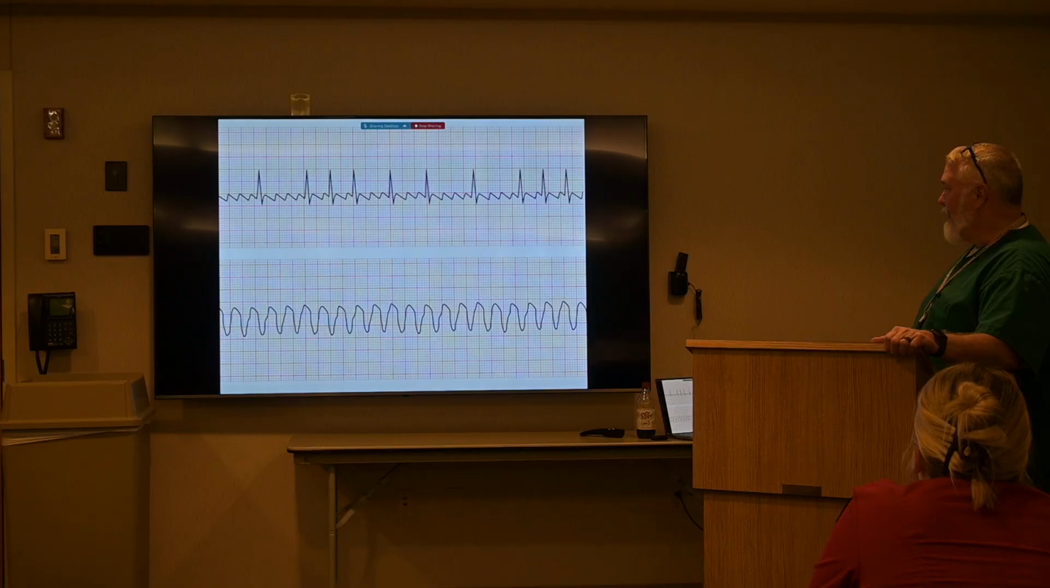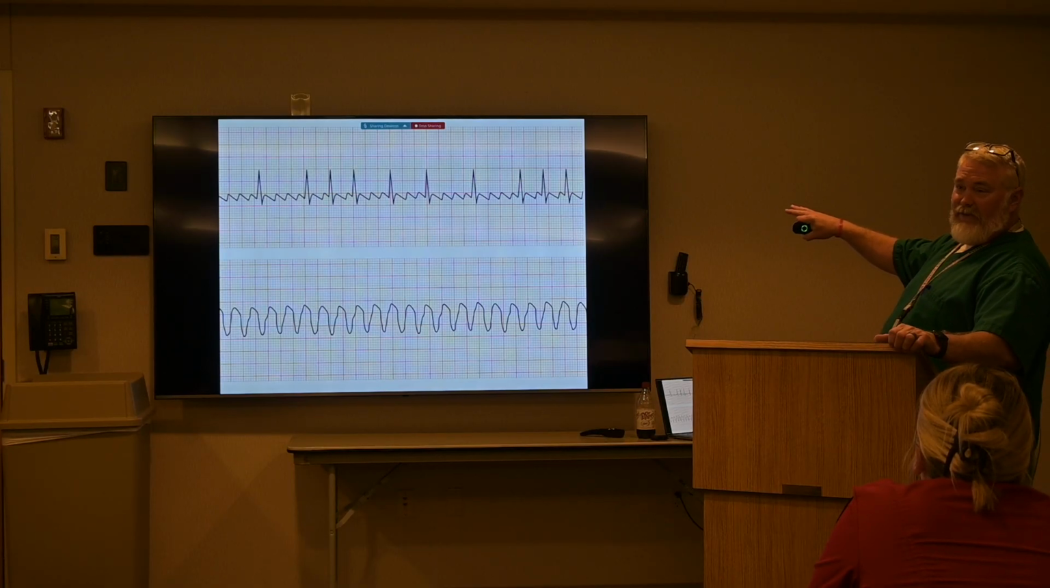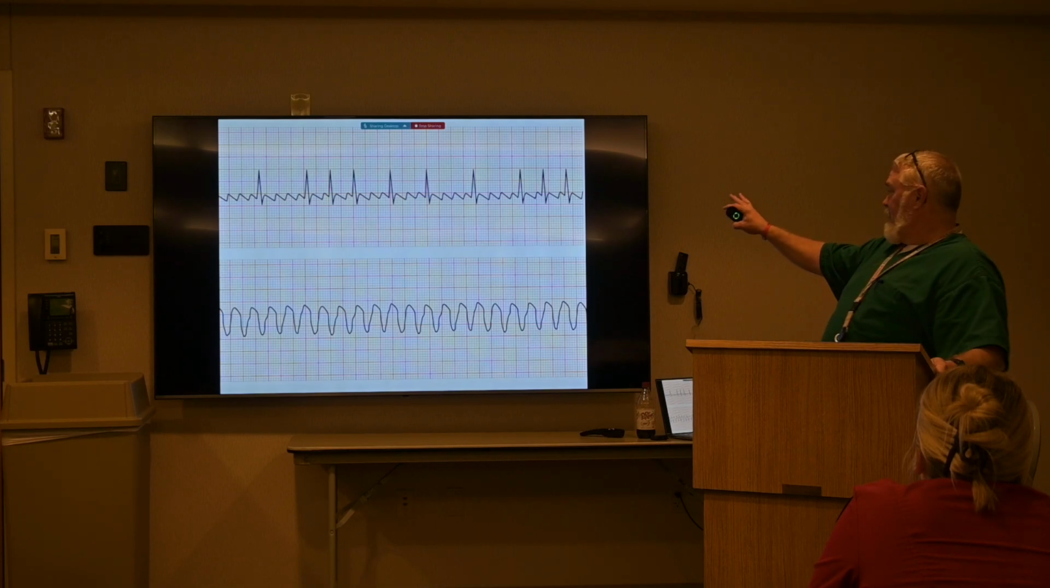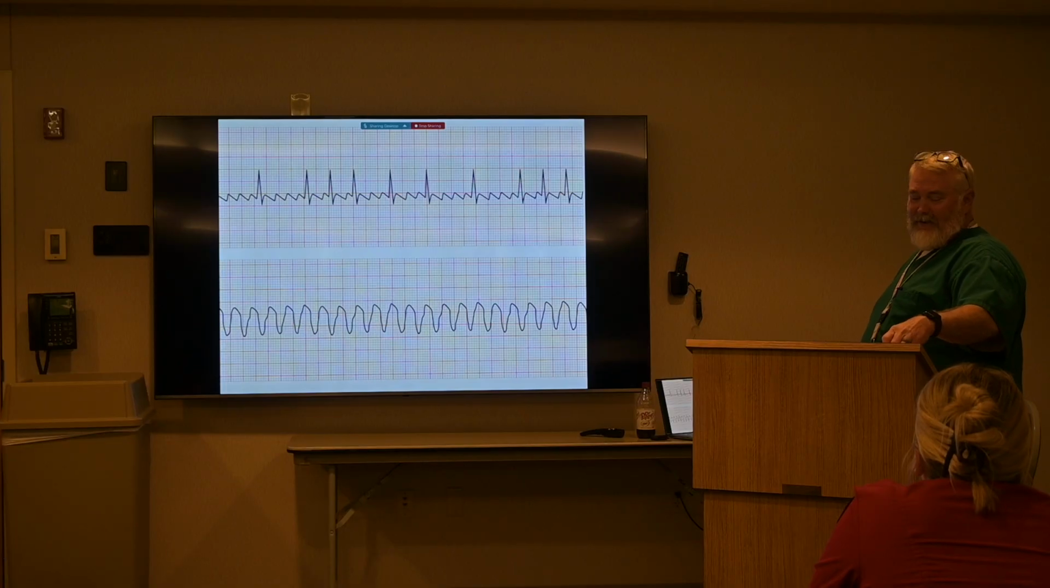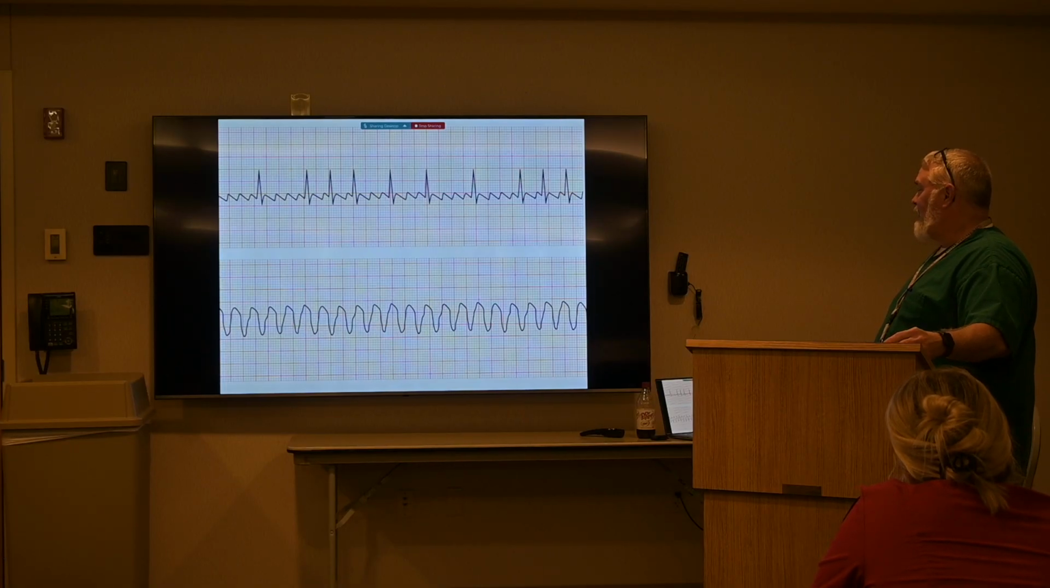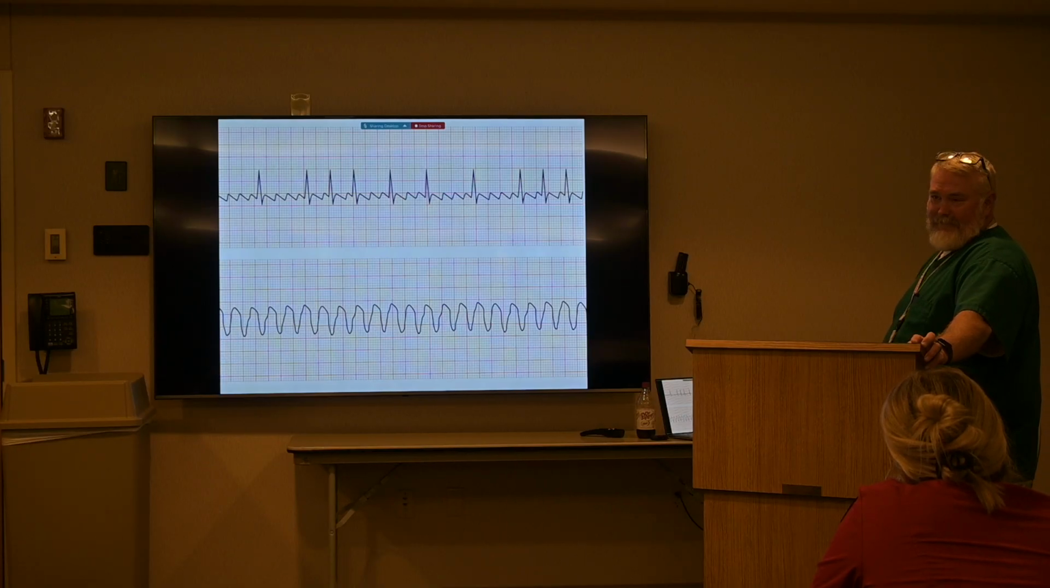Atrial flutter. Yeah. And that was a tough one because there's variable conduction rates on that one. There's some 2 to 1s, there's some 3 to 1s, there's some 4 to 1s. So something in the SA node is not happy. How about the bottom one? I'm not even going to make you go through this because you know what that is.